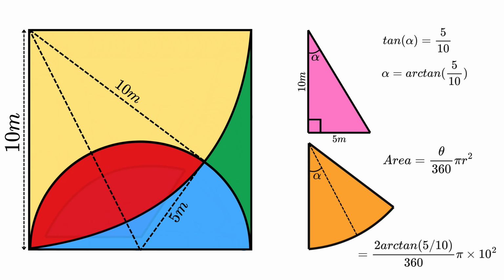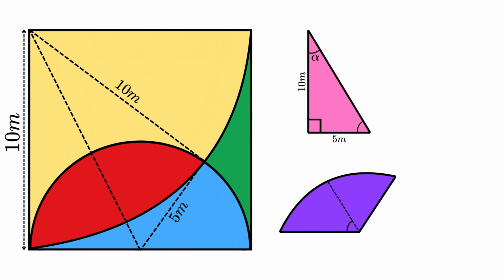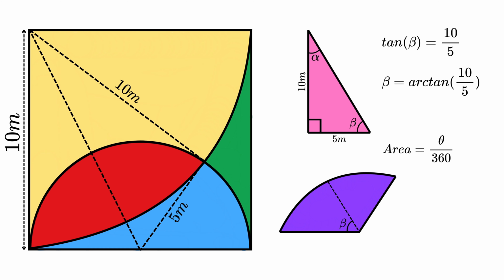And for the other sector, we have another matching angle, which we'll call beta. Using SOHCAHTOA, we can say that tan beta equals 10 over 5, so beta equals arctan of 10 over 5. And when we substitute back into the sector area equation, we find that it equals 2 times arctan of 10 over 5 divided by 360 times pi times 5 squared.